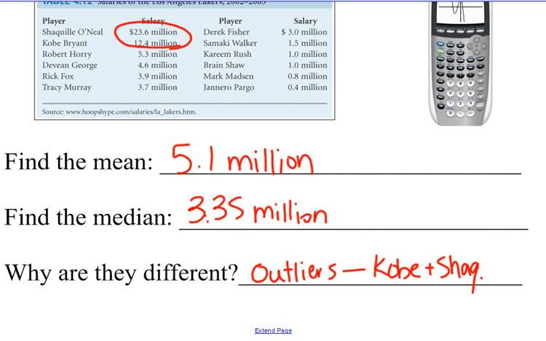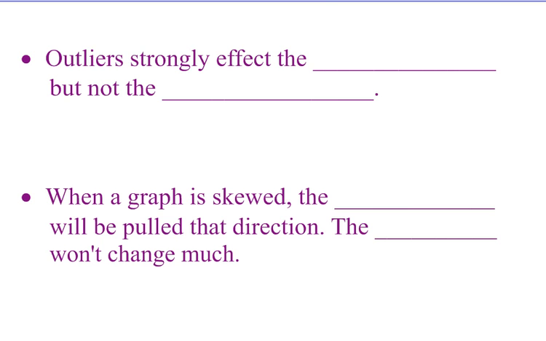So outliers affect one of these more than the other. If you take a look, in your next one it says outliers strongly affect the blank but not the blank. Which of these numbers do you think was really affected by the fact that Shaquille makes 23.6 million and Kobe made 12.4? The average, right? Those really swayed the average because they're so much bigger. If you take Shaq's salary versus this guy right here that makes $1 million, Shaq makes 23 times his salary. That's a big difference, and that's going to really pull your average. So we will say outliers strongly affect the mean, but not the median.